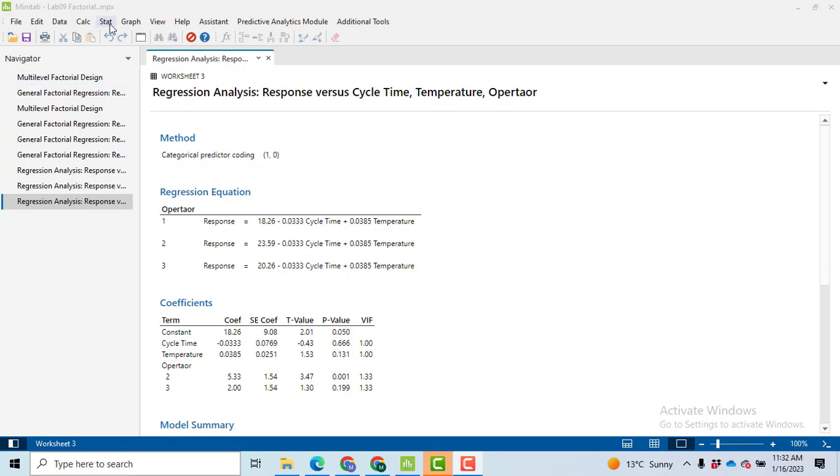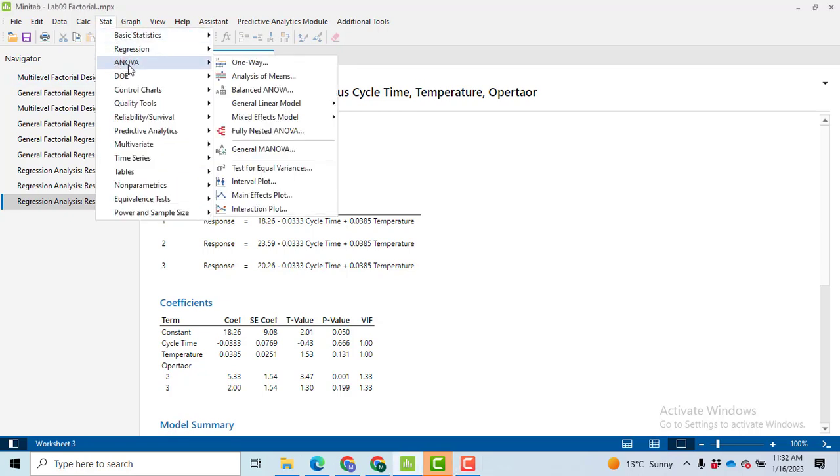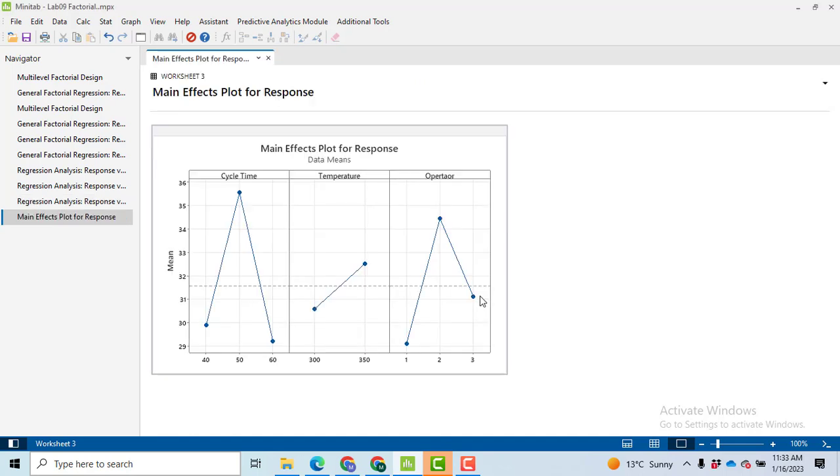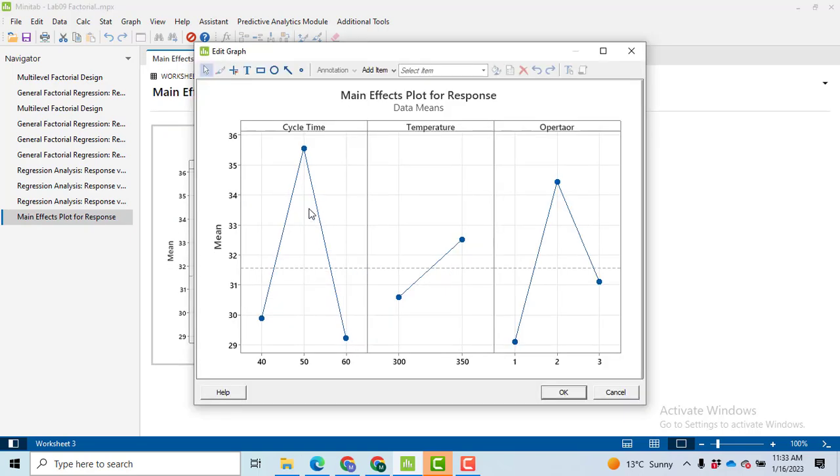The last thing in the factorial design is the creation of the main effects plot. Go to ANOVA and then to Main Effects Plot. It is very important for you to make these graphs. Select the response and then the factors. Select all of them at once, no issue, or if you want to do it individually, that's up to you. Here we got the response variable at maximum at cycle time level 2, that is 50. Temperature 350 is good for increasing the response, and operator number 2 performs very well compared to operator 3 and operator 1.